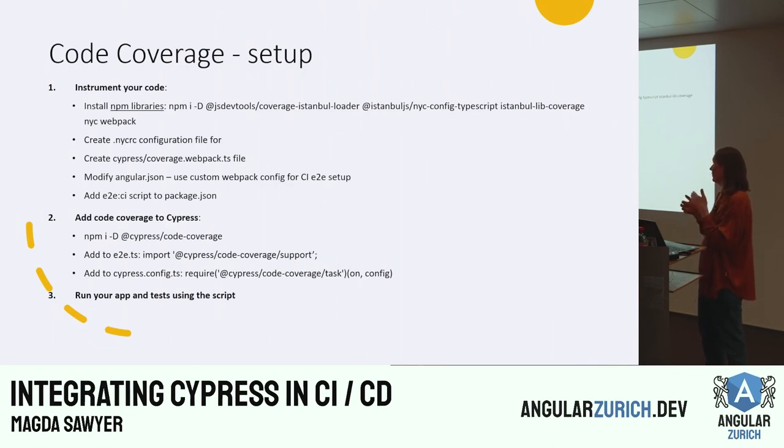And then the last step, you add a script to package.json to be able to run the script easily as an NPM command. So the instrumentation part, as I said, that's the hard part. Adding the code coverage, it's quite simple.